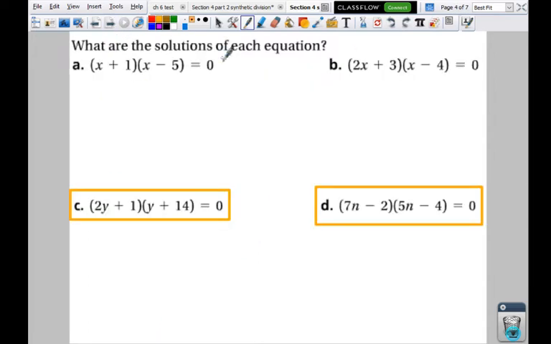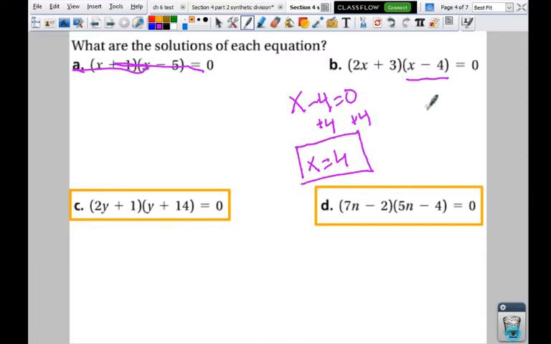Alright, let's do maybe one more. Let's look at part B. Let's skip A. Let's look at part B real quick, then you guys are gonna try one. In part B, let's start with the easy parentheses, x minus 4. We're gonna do x minus 4 equals 0. We're gonna add 4 to both sides. X equals 4. That's my first answer.